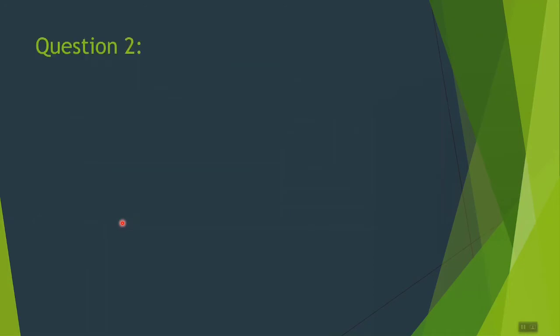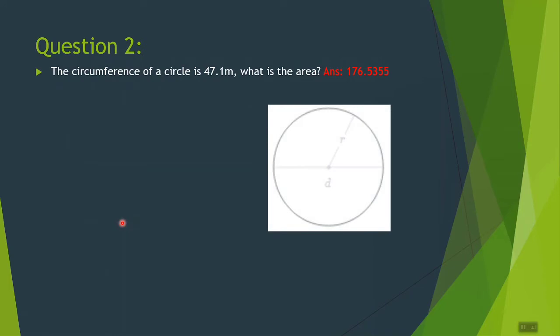So question number 2. The circumference of a circle is 47.1 meter. What is the area? So here you can see the circle. This is the diameter and half of the diameter is the radius.